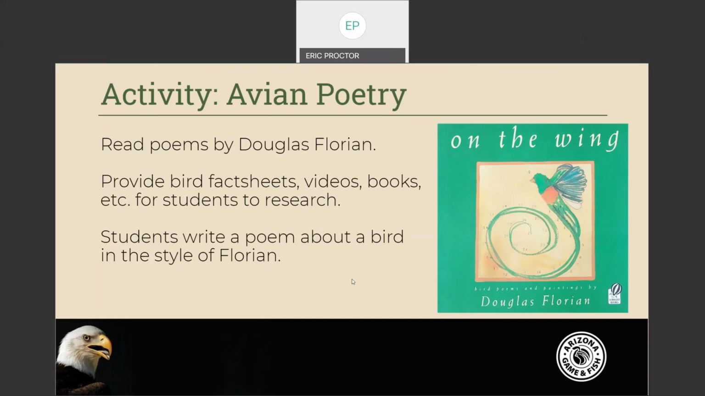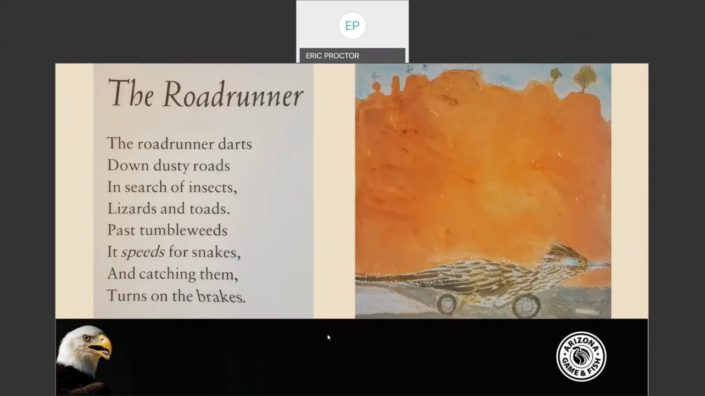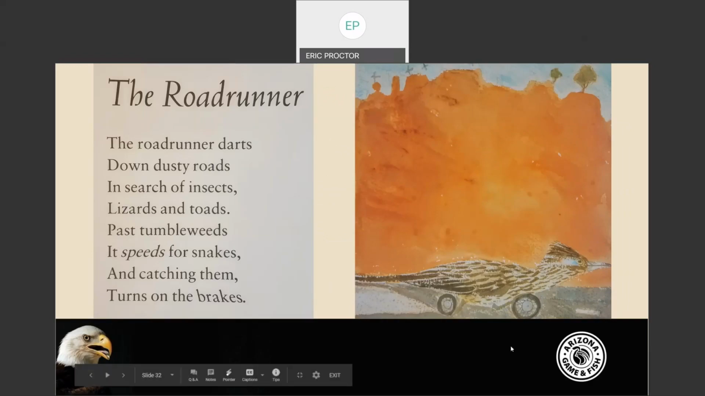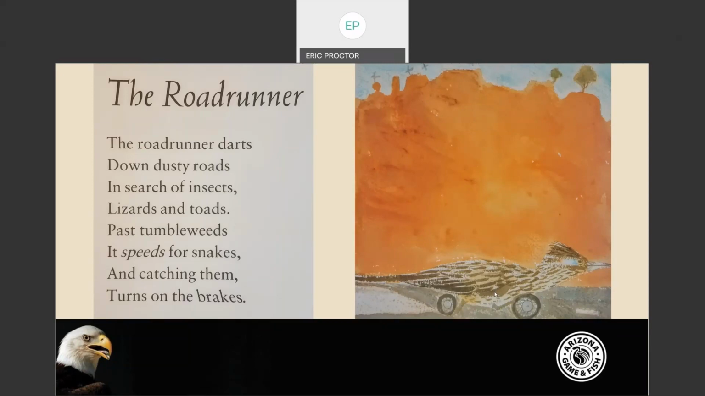I'm going to give you some examples of the poems that he does. So this is one called the Roadrunner. I picked ones that are related to Arizona. You can see the drawing on the right-hand side is the one that he created, and it accompanies his poem. The Roadrunner darts down dusty roads in search of insects, lizards and toads. Past tumbleweeds, it speeds for snakes, and catching them turns on the brakes. So you can see it's a fun little poem, but in the process, he is introducing some natural history. So we're learning a little bit about what the Roadrunner eats and how it hunts, a little bit just from this little poem.